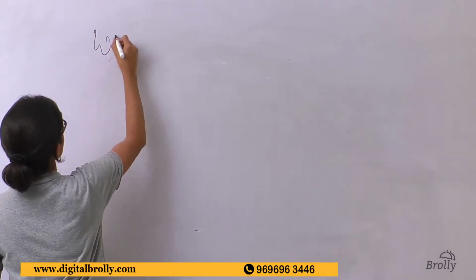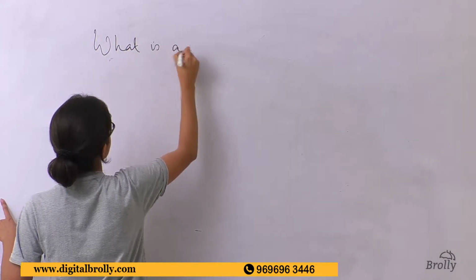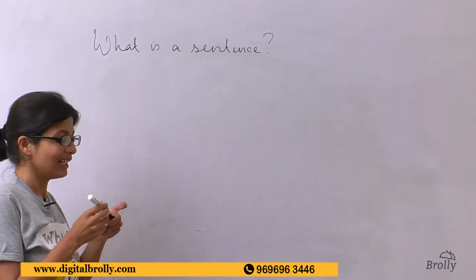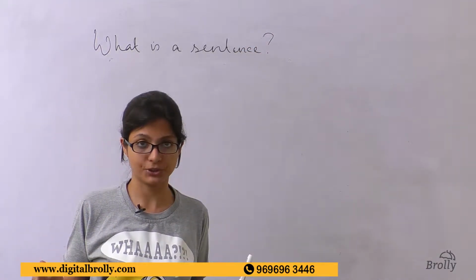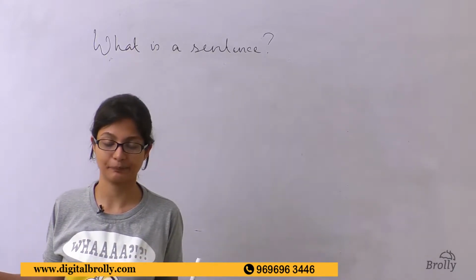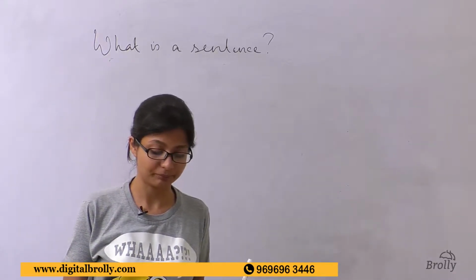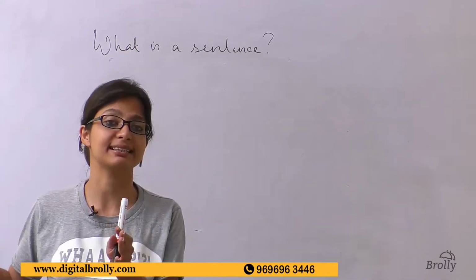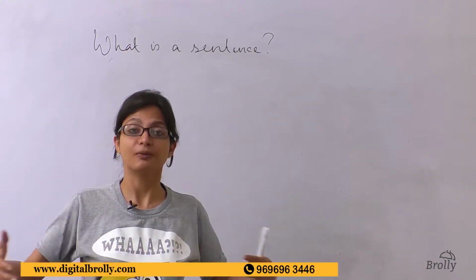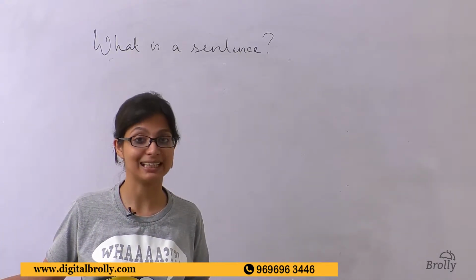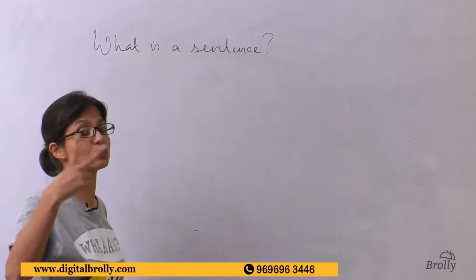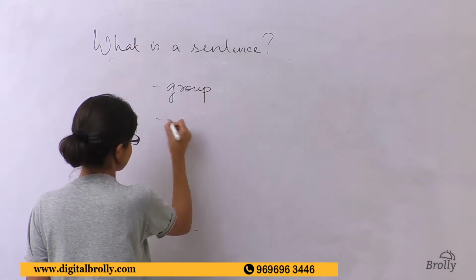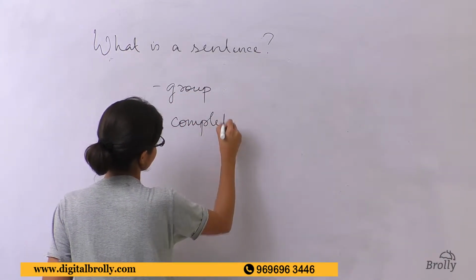Now, what is a sentence? A sentence is a group of words that make complete sense. Now, I want you to note 2 things here, a group of words and making complete sense. A sentence is a group of words that makes complete sense. So, it has to have 2 clauses fulfilled. 1, group of words. 2, complete sense.